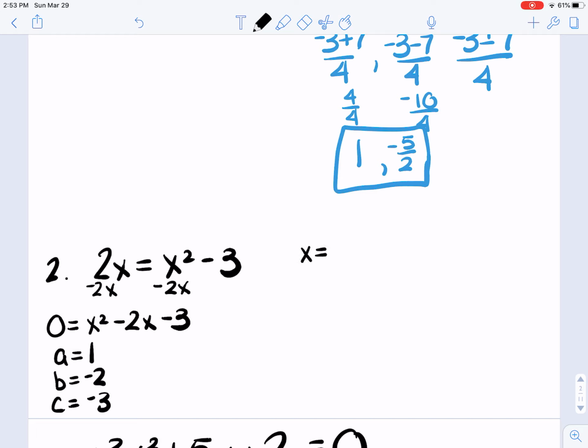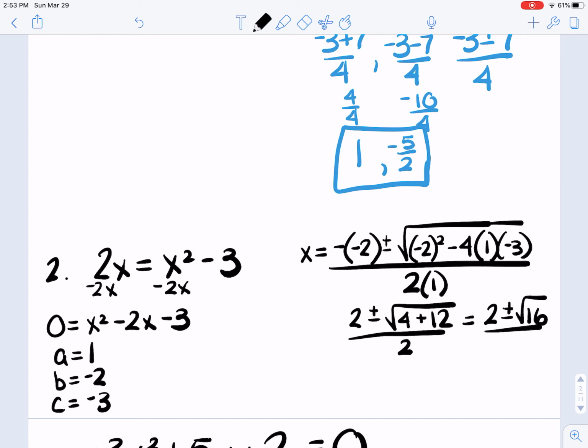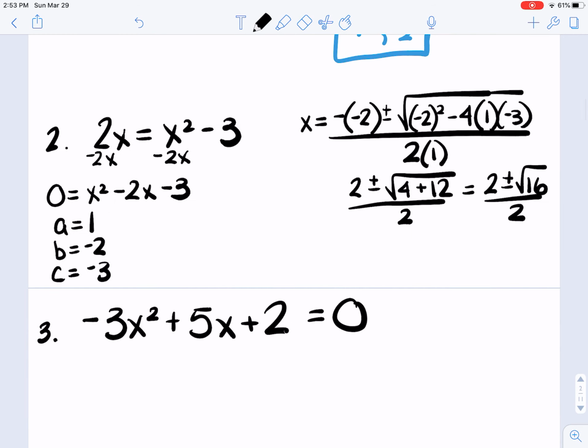X equals the opposite of b, which would be negative 2, plus or minus, I'm going to have negative 2 squared minus 4 times 1 times negative 3. All over 2 times 1. This is going to give me 2 plus or minus the square root of 4 plus 12, all divided by 2, which gives me 2 plus or minus the square root of 16 over 2, which becomes 2 plus or minus 4, all divided by 2.